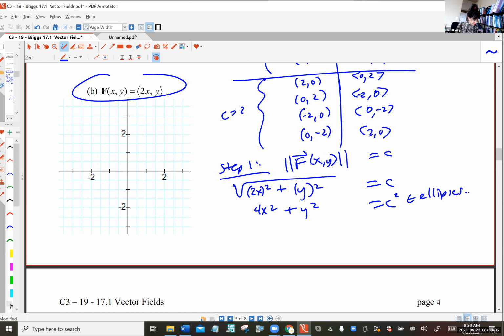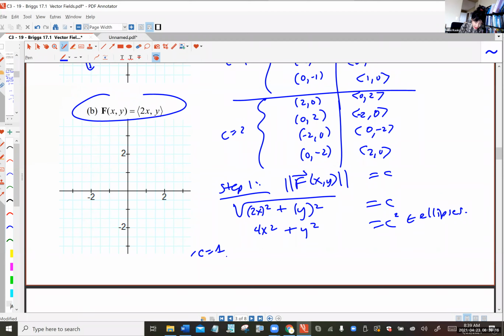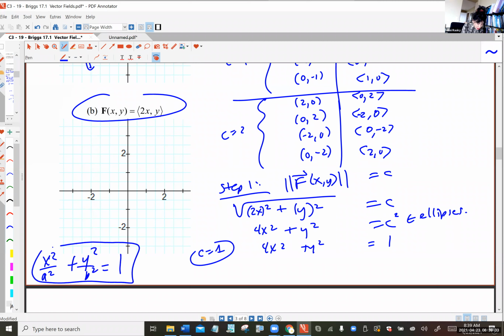So, what kind of ellipses? Well, if we wanted to get this in a standard format for the equation of an ellipse, what I'm going to do is let c equal 1, because that'll be one of my level curves. So then I'll have 4x squared plus y squared equals 1. And the standard equation of an ellipse, let me just remind you, centered at the origin anyway, looks something like x squared over a squared plus y squared over b squared equals 1.